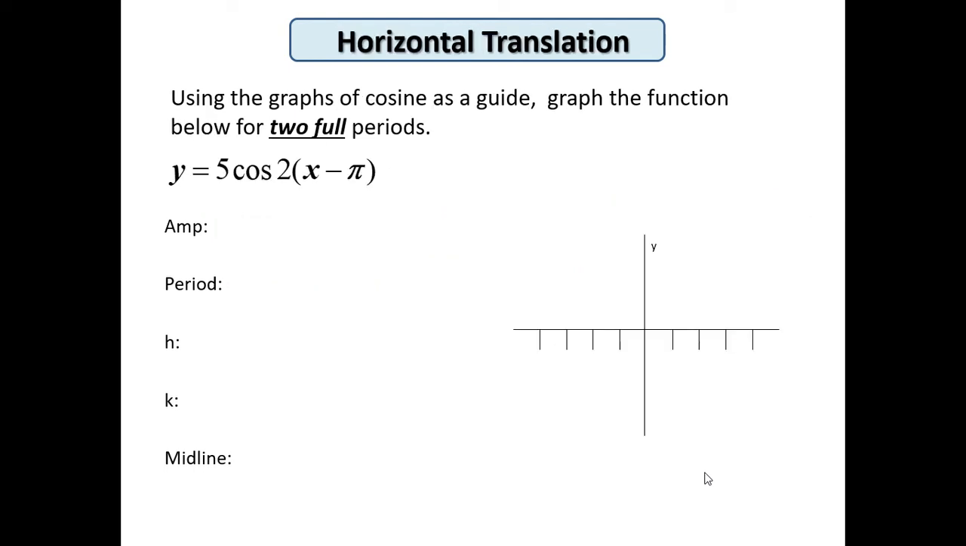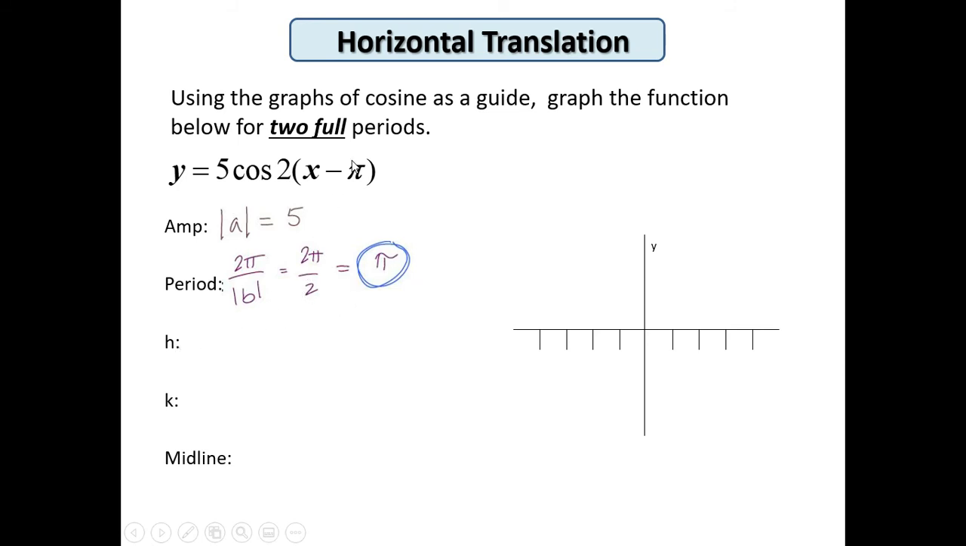All right, let's take a look at another example. Here I've got a cosine wave, and I'm going to graph two periods. Okay, the amplitude out here is 5. My period is 2 pi divided by b, which is 2. So it's going to be pi.